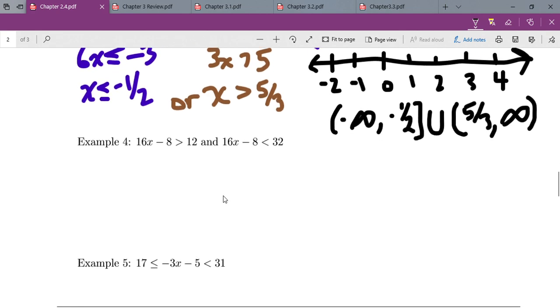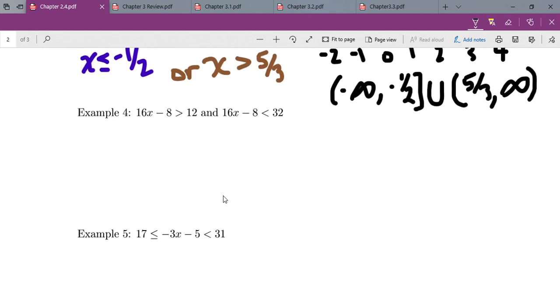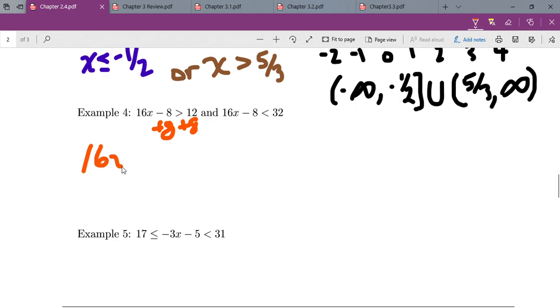Alright, let's look at example 4. Example 4 says 16x minus 8 is greater than 12, and 16x minus 8 is less than 32. So let's look at this one. I'll solve the first one in orange. If I add 8 to both sides, I get 16x is greater than 12 plus 8, which is 20. You can divide by 16. If you divide by 16, you get x is greater than 20 over 16.